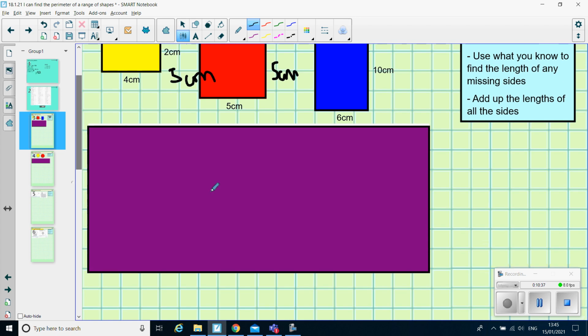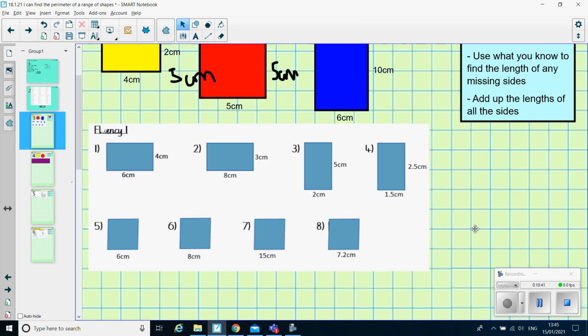Okay then, Year 6, this is our Fluency 1 task then. I would like you to pause the video and try to find the perimeter of each of those 8 shapes on the screen. The first 4 are rectangles, the next 4 are squares.